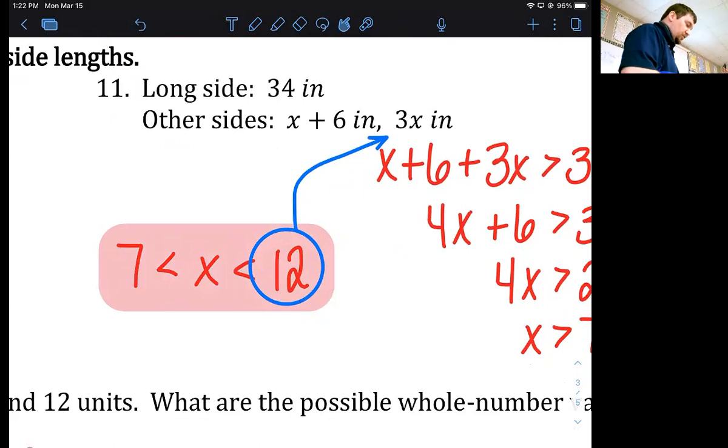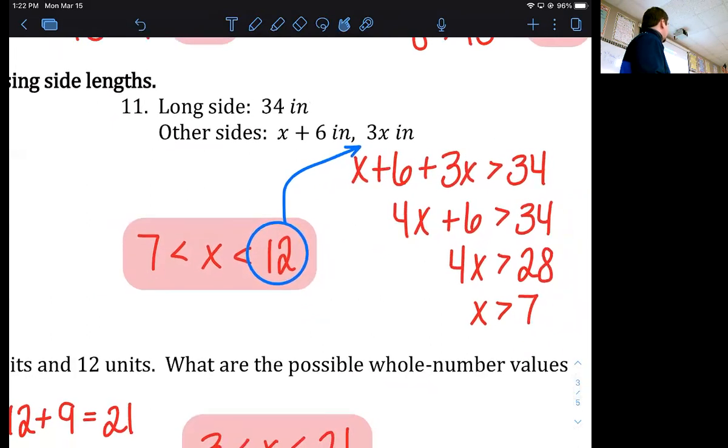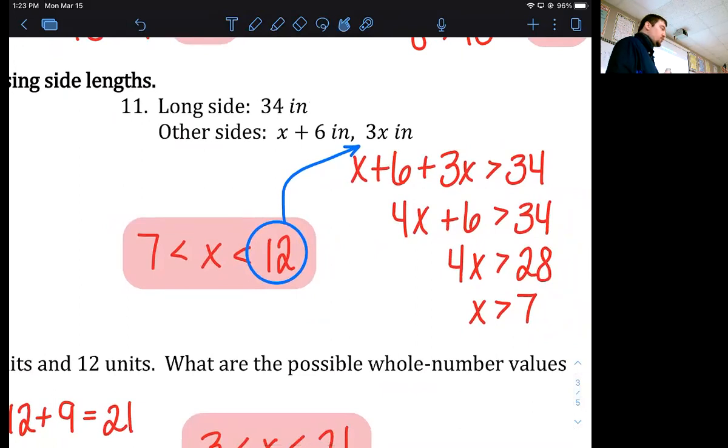Okay, so that should be a 12 there, because what's 3 times 12? 36, and that would make it no longer the short side. It would now be a long side if this was 36. So it should be 7 to 12. And if you didn't have that, go ahead and write that down.